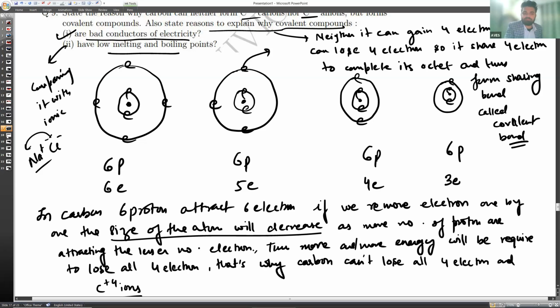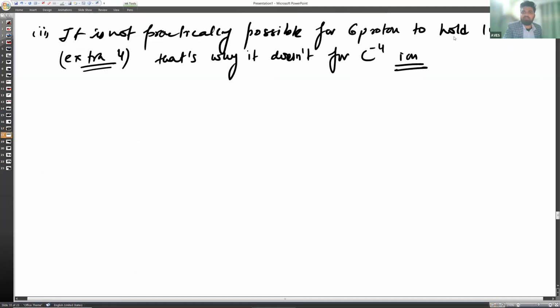Let's move further. Now, if I ask you why, the same answer: it is not practically possible for 6 protons to hold 10 electrons, an extra 4. That's why it does not form a C4 negative ion, because 6 protons cannot hold the 10 electrons. So that's why it does not form a C4 negative ion.